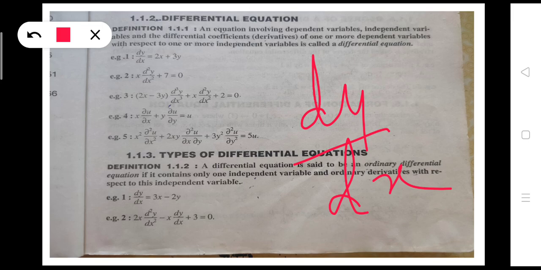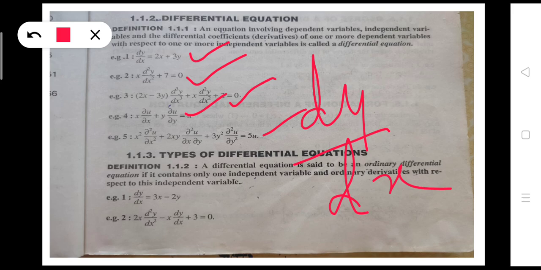If we observe, equation 1 is a first order, first degree differential equation. This is a second order, first degree differential equation. This is a third order differential equation, this is a first order differential equation, and this is a second order differential equation. Differential equations can be categorized into two types. The first is ordinary differential equations, the second is partial differential equations.